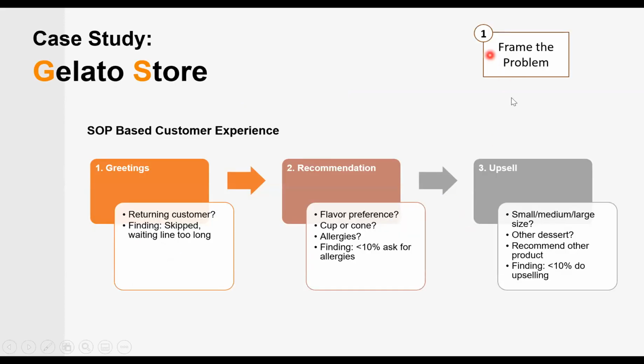So first, after we became a mystery shopper, after we came to the place and tried to do our own investigation like a detective, we wanted to see what the problem is. We took a look at their SOP. The customer experience that they offer to the customers is basically all based on the SOP. They have 3 main SOPs. The first one is greeting, the second one is recommendation, and the third one is upsell.